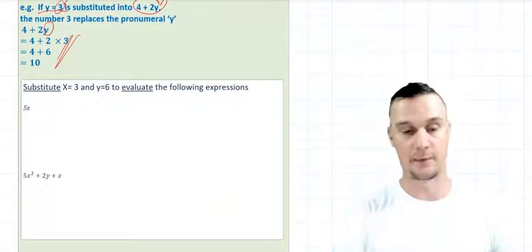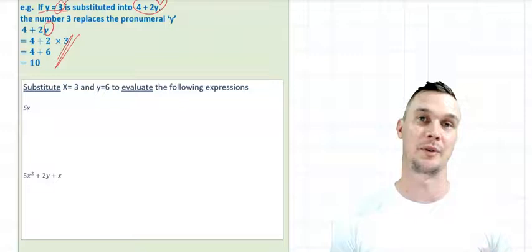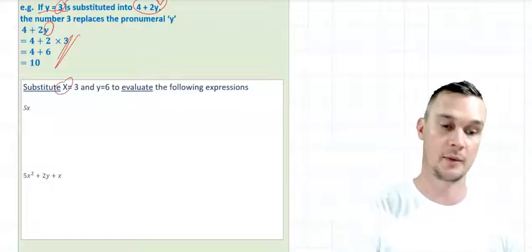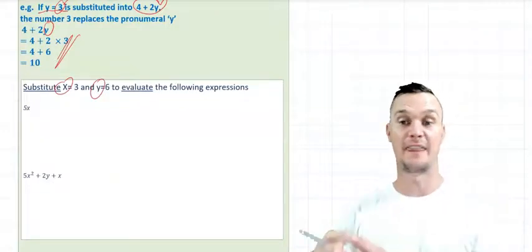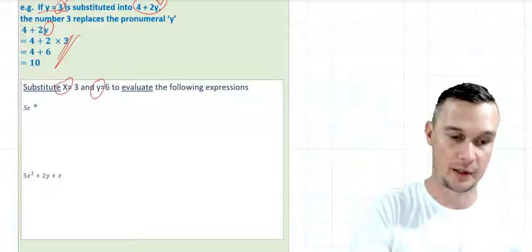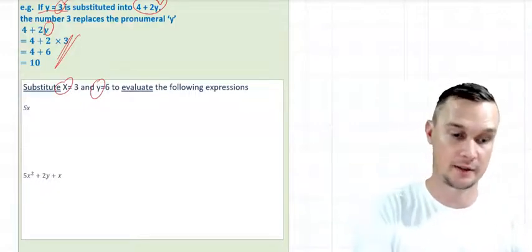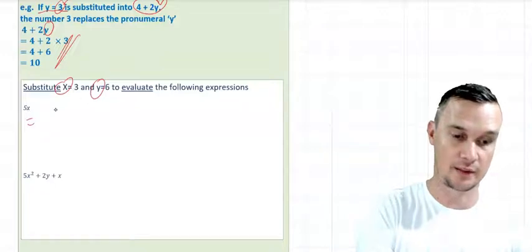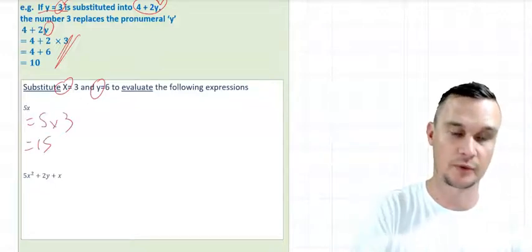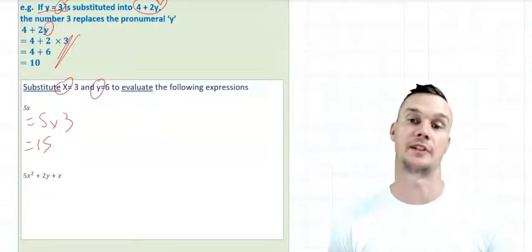So if we look at a couple of examples of how to actually do that, we're going to use these following examples. We've got substituting: we're going to put 3 in for x, and we're going to put 6 in for y. We're going to substitute that in, and then we're going to evaluate. So we have 5x, and we know that means 5 times x. So if we have substituted there, we have 5 times 3, which we know equals 15. So we've just evaluated after substituting.